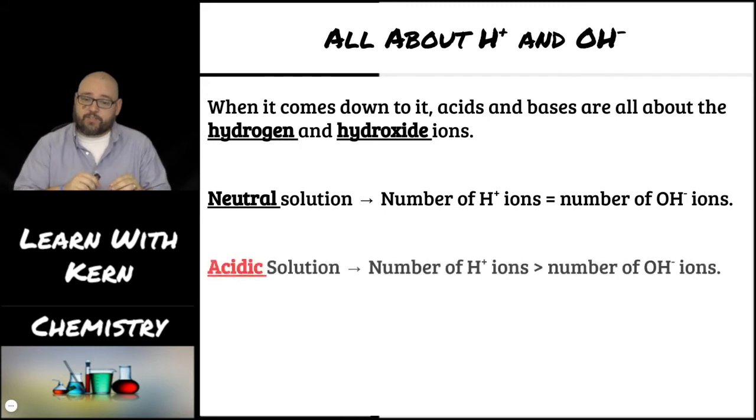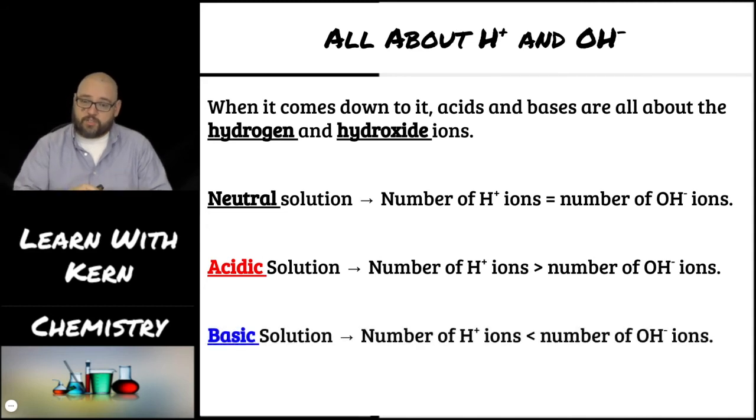In an acidic solution, a pH less than 7, your number of hydrogen ions is greater than the number of hydroxide ions. So acids have more H+ in them. Again, the Bronsted-Lowry model says an acid is a proton donor. The Arrhenius model says acids produce hydrogen ions. So they're going to have more hydrogen ions than hydroxide ions.